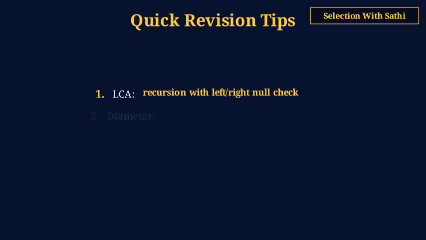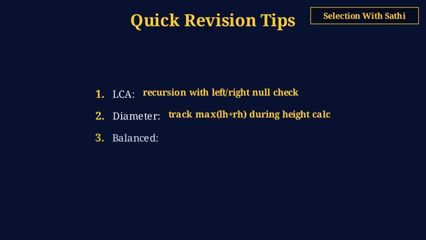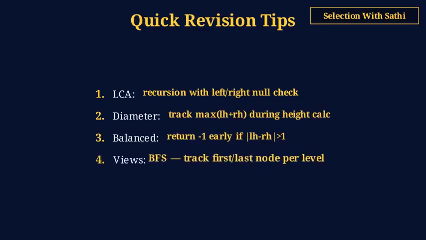First, LCA in a general binary tree takes O of n. In a BST, you can do it in O of h by comparing values. Second, the diameter may not pass through the root. Always update a global maximum at every node. Third, for balanced check, use -1 sentinel with early termination. This avoids O of n squared.